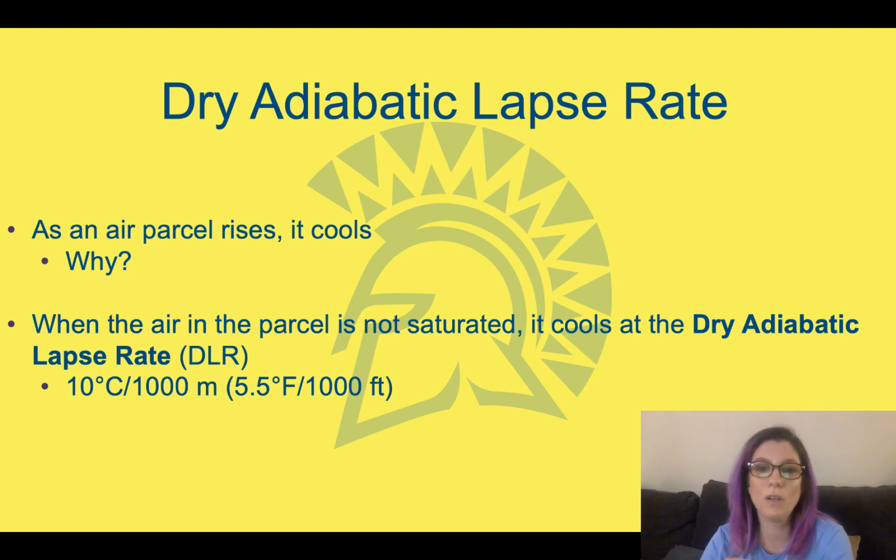When the air parcel is not saturated, it cools at the dry adiabatic lapse rate. We have a number: 10 degrees per 1,000 meters. That is exactly how much that air parcel cools if it's not saturated. Now, that does not mean that it's dry. Don't think about it as having no moisture inside that parcel. That's not what we mean. All we mean by saying dry adiabatic is that it's not saturated. So you have this air parcel, it's going to rise because it's warmer than the environment, and as long as it's not saturated, it will cool at 10 degrees per 1,000 meters.